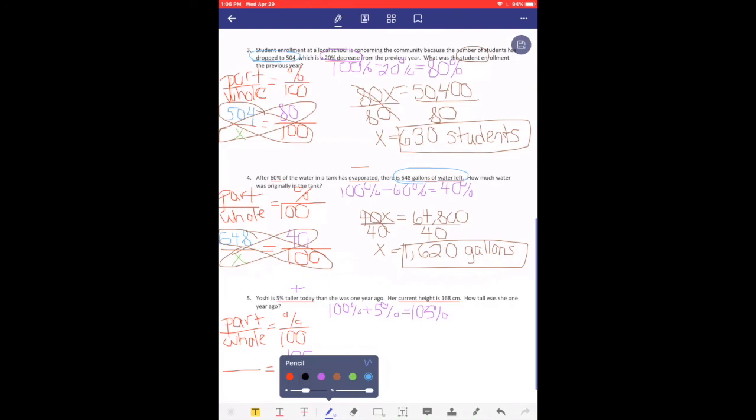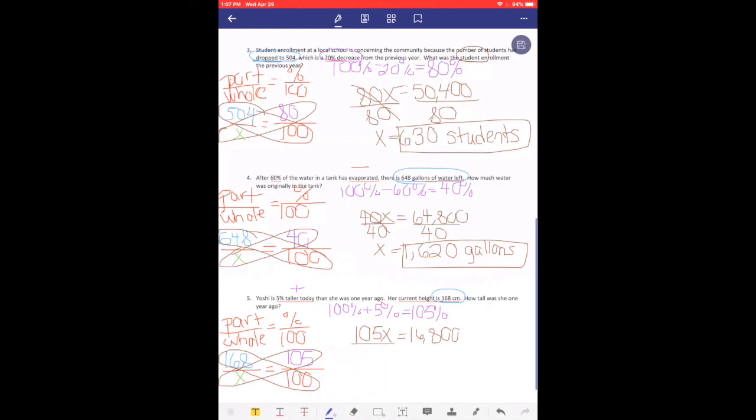Next, we're going to fill in the part section with the current amount. The current amount is 168. And the whole, the past amount, the original amount we're trying to find, we're going to make that x. We are going to cross multiply to solve for x. x times 105 is 105x. 168 times 100 is 16,800.